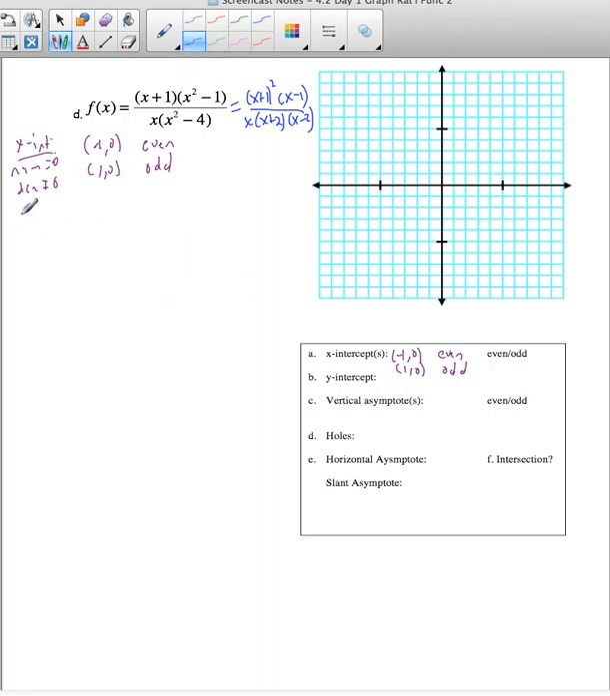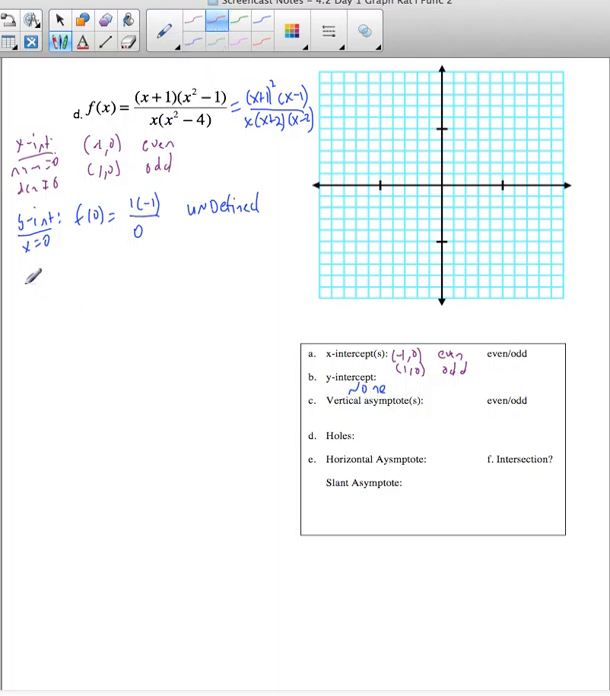Next, we'll find the y-intercept. The y-intercept of any function is found by evaluating f of 0. So here, it's a little easier to evaluate from the original form of the function. So we're going to have 1 times negative 1 over 0, which is undefined. So we have no y-intercept, because 0 makes the denominator 0.